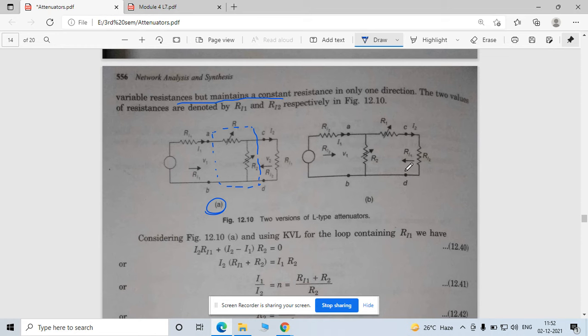And how to identify whether the circuit is an L-type parameter or not? Generally, when you observe the circuit, this resistance and this resistance, all three are equal for these L types of attenuation. In the same way, for the second circuit, Ri2, Ri2, and this Ri2, all are equal. That means the input terminal and output terminal resistance are equal for this. Now see.